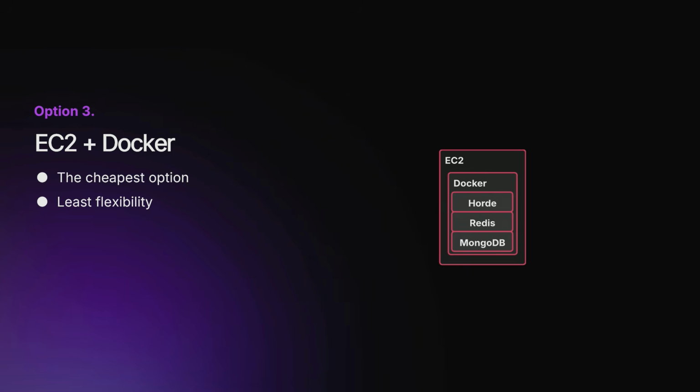But we can take this a bit further, actually. Here we have our cheapest option. We can provision a single EC2 instance and then run all the services we need using Docker. While this option is cheap, we're only paying for one server now. It's going to offer the least flexibility. If you want to scale this in the future, you're going to have to migrate everything to new servers.